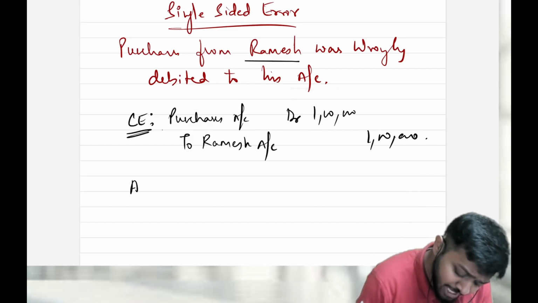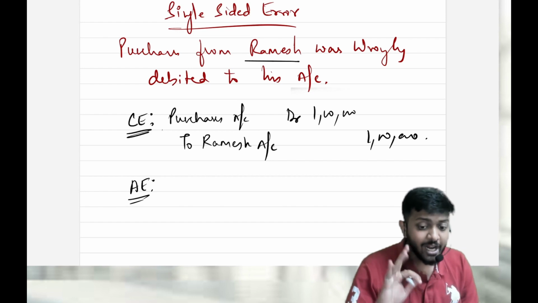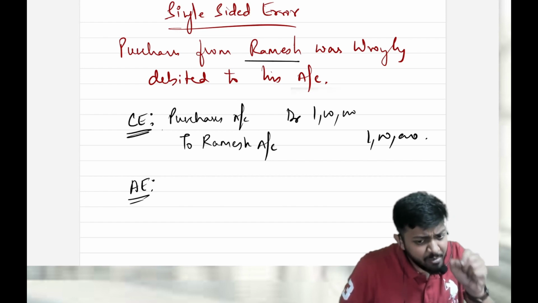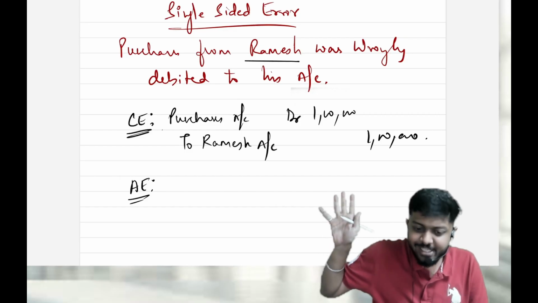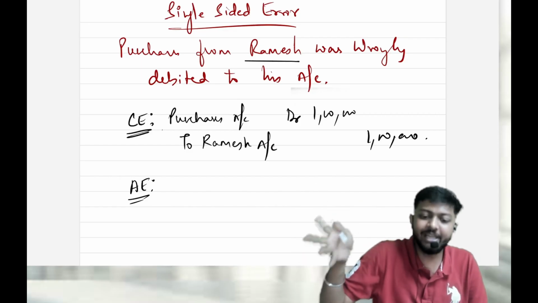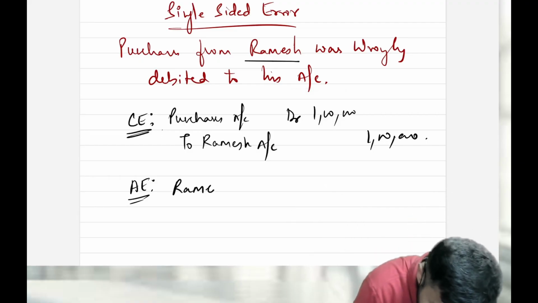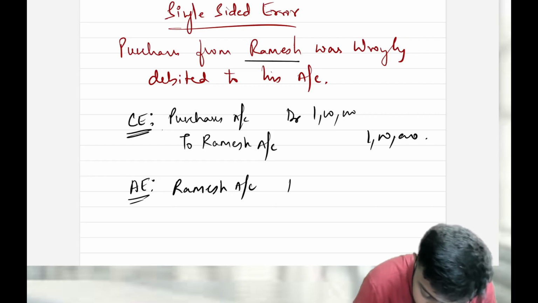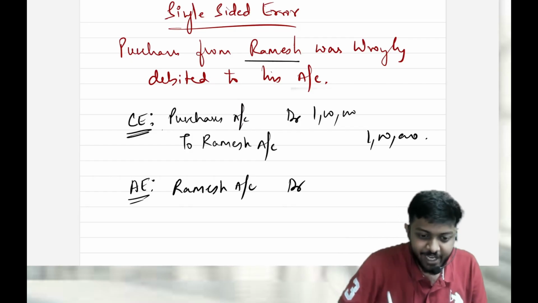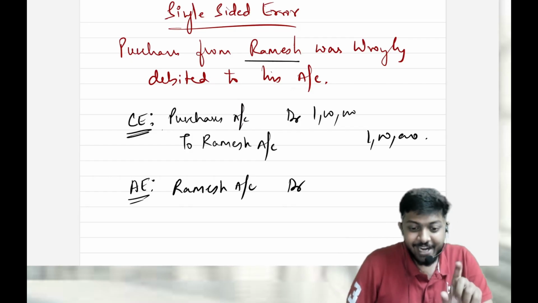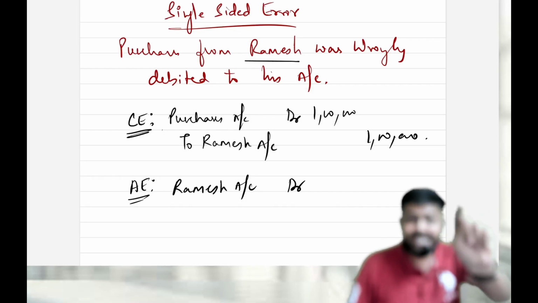What is the actual entry that they have passed? This is the correct entry, purchase to Ramesh. What error have they committed? Purchase from Ramesh was wrongly debited to his account. If you see the correct entry, Ramesh account is supposed to be credited, but they have debited it. So Ramesh account is debited. Then what mistake do students make? They say, sir, Ramesh is debited, so purchase is credited. Do not make this mistake.